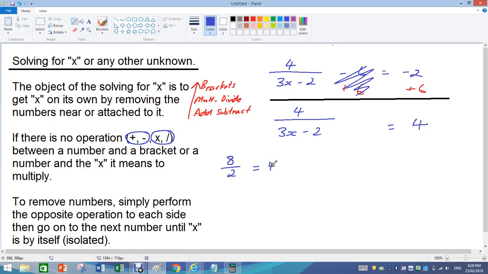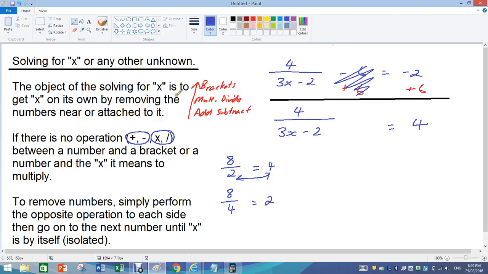So if you swap the 2, so swap the bottom of the fraction called the denominator, if you swap that out with the answer, then it'll still be true. The equation will still be true because 8 on 2 is 4. So if we just swap those around and put the 4 under here and take the 2 over here, then 8 on 4 is 2. So it's still true, isn't it? 8 on 4 is 2, 8 on 2 is 4.